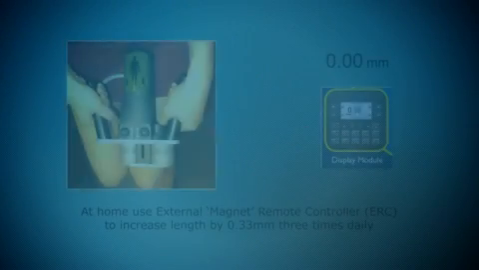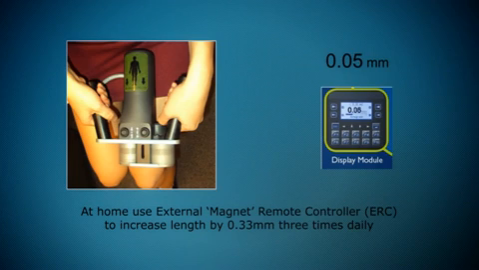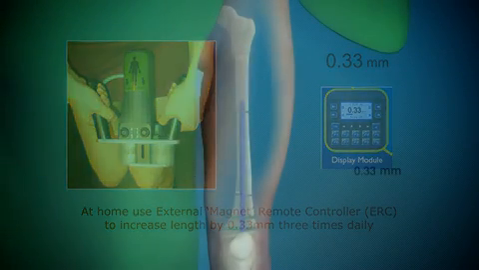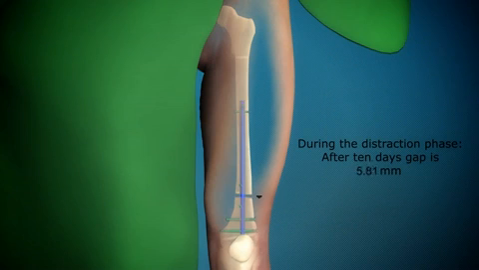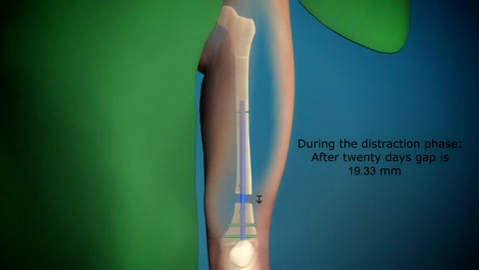Postoperatively, the patient starts the lengthening process 4 days after surgery. The lengthening is performed at 0.33 millimeters 3 times per day. This gives approximately 1 millimeter of length per day. Therefore, after 10 days of distraction, roughly 10 millimeters is achieved.